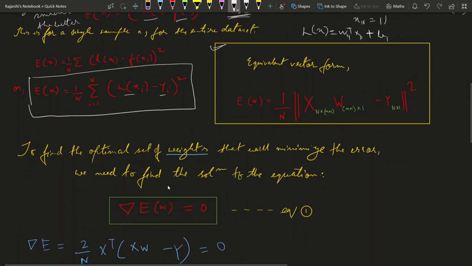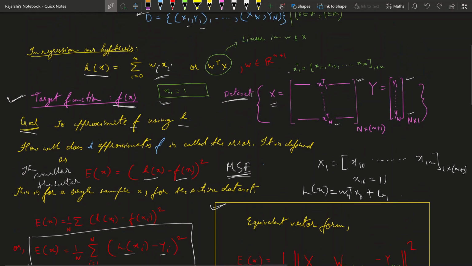In any minimization problem, you find the derivative with respect to the variable you're trying to minimize with. So in this case, if you look at the hypothesis, all the x's are given and all the y's are also given. What you have at hand is only the w's, which you can change. Those are known as degrees of freedom. If you tweak those w's, you will get a specific value of y hat.